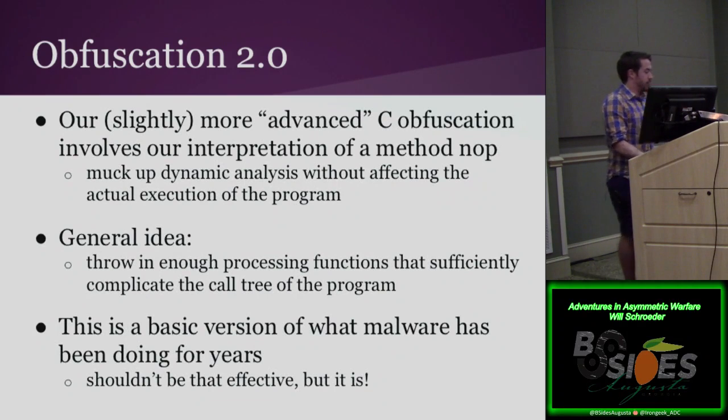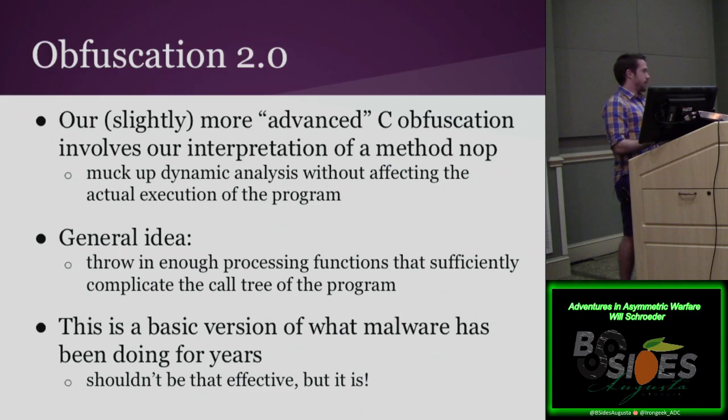C obfuscation involves our interpretation of what we were calling a method knob. Basically, the idea here is, how can you muck up dynamic analysis without affecting the execution of the program? That means nested call functions, randomized stuff, a whole bunch of processing. Our approach was to throw in enough string processing functions that sufficiently complicate the call tree of the program. This is a very basic version of what malware has been doing for years. It shouldn't be that effective, but it is really, really effective.